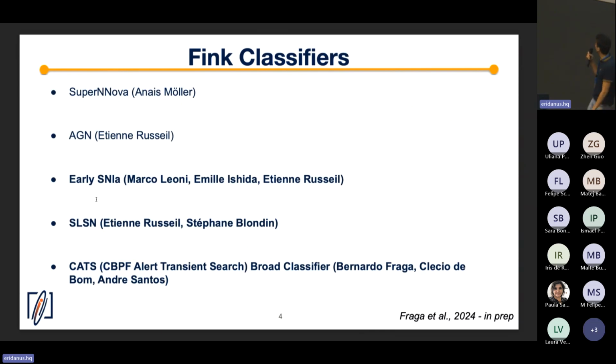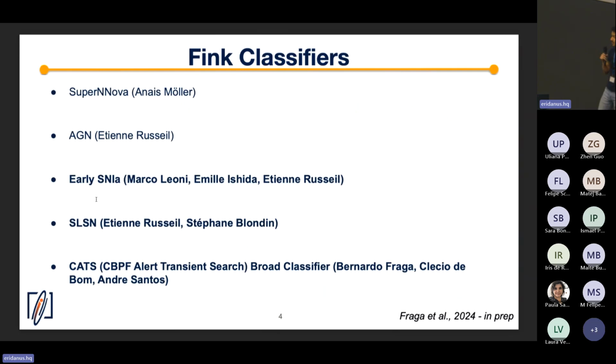I mention SuperNNova, which is done by Anaïs, and that probably a lot of you already know, and also a small classifier which I did, which is an AGN classifier, which is very simple based on statistical features. I just mention them, but I won't talk about them because I have limited time.